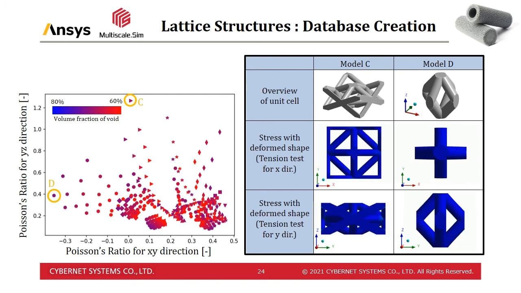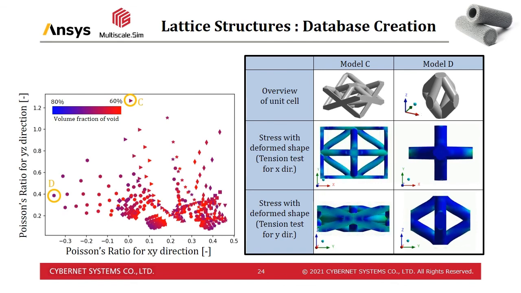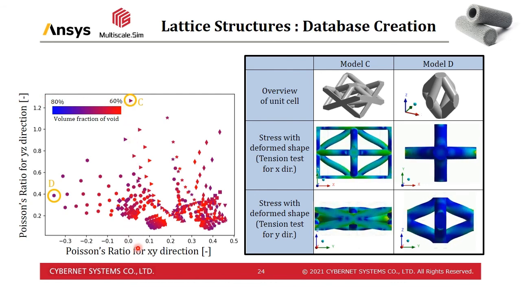Poisson's ratio shows more complicated characteristics. It changes drastically depending on the lattice structure. Now, let's take two design conditions as an example to show what kind of deformation is occurring. Point C has a Poisson's ratio of the out-of-plane component that exceeds 1.0, whereas the Poisson's ratio of the in-plane component is almost 0.